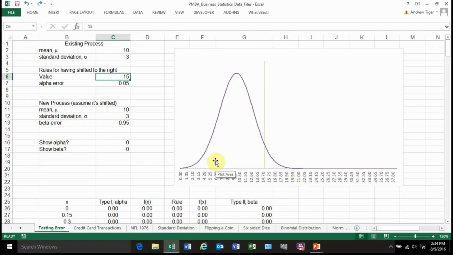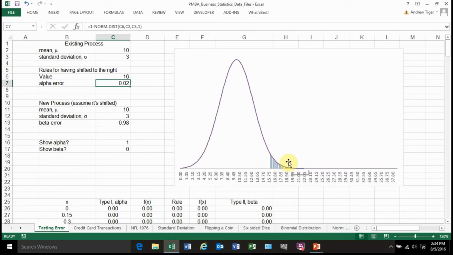But let's say the process has not shifted. Let's say we just happen to pull a high number. Well, then our type 1 error is any area to the right of my rule. So this is my type 1 error. And in this case, my type 1 error is 5%. If I try to make it smaller, like that, then my type 1 error drops to 2%. So the further I go to the right, I can make my type 1 error smaller.